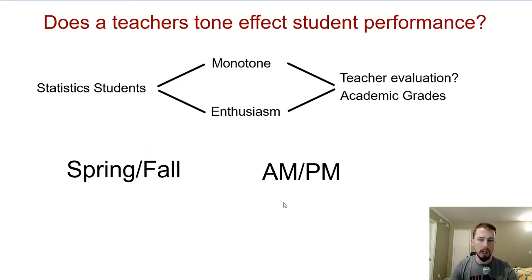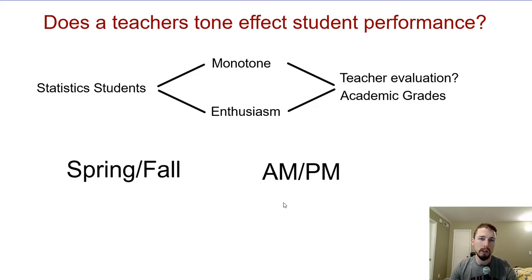So there was an example where a stat teacher in college wanted to know, does the teacher's tone affect the student's performance? So they took all their stat students. The factor was the tone. The levels were monotone and enthusiasm. So he taught one class monotone, Bueller. The other one was with enthusiasm, and maybe talked with his hands more, used more inflections in his voice, which I hope I do. Then at the end, he either used teacher evaluations or academic grades to see the performance of the students, however he decided to measure that.